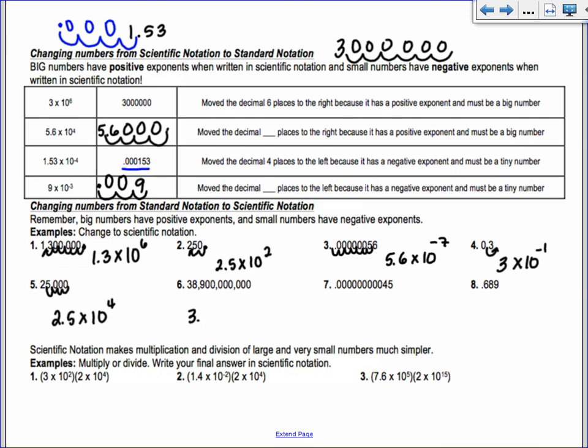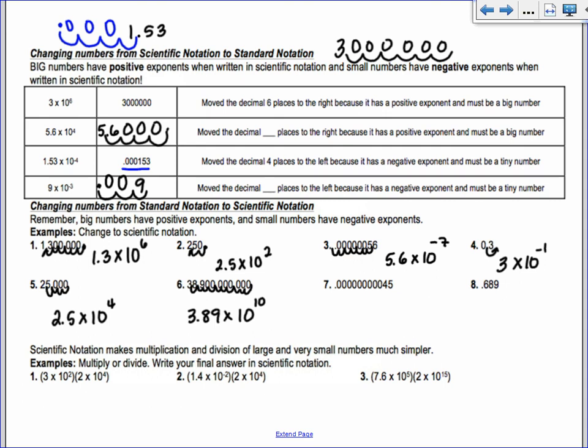This next one, I think you should get 3.89 times 10 to the, I think it's 10, right? Move it over 10 times to get it to 3.89. Is it 9? It's 8. Uh-oh. 1, 2, 3, 4, 5, 6, 7, 8, 9. I think it's 10. So you got to move it so that your number's between 1 and 10.